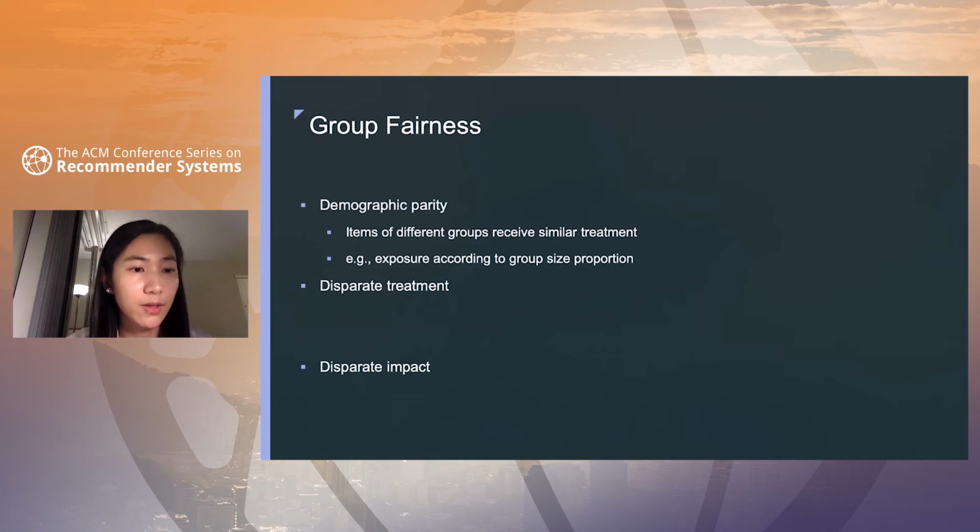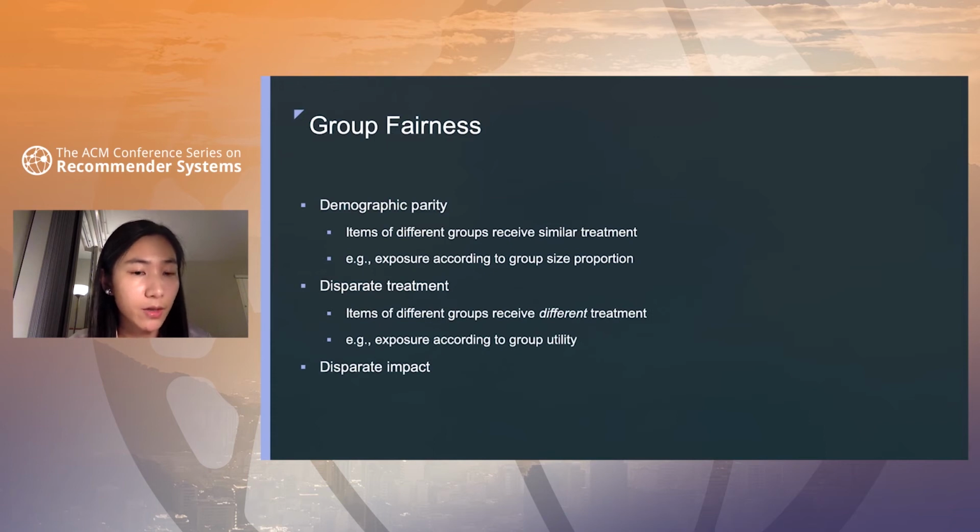The disparate treatment definition, on the other hand, requires that the items receive different treatment. So in this case, think about one group having a lower overall relevance compared to the other, or the average relevance being lower than the other. Then we want to make recommendations based on the relevance. So in this case, the exposure should be based on the average or overall group utility.